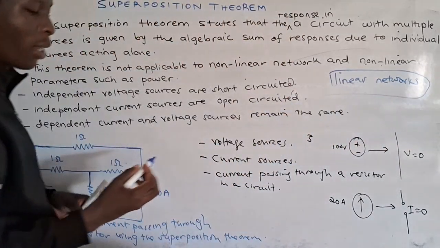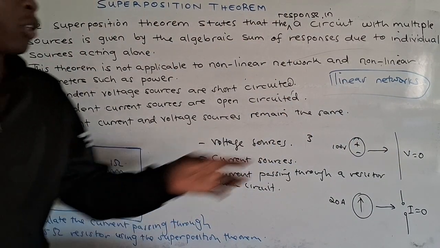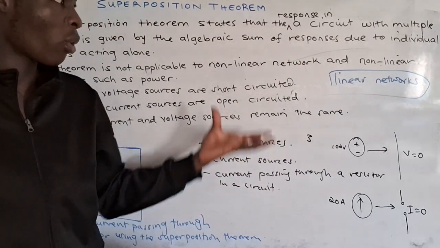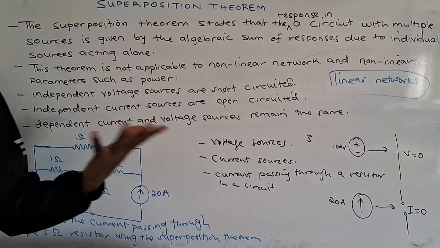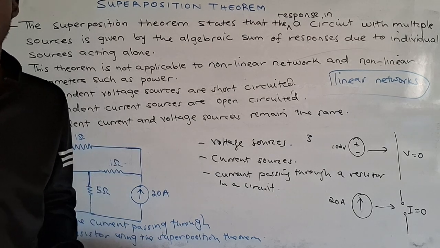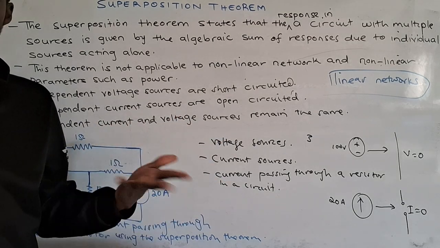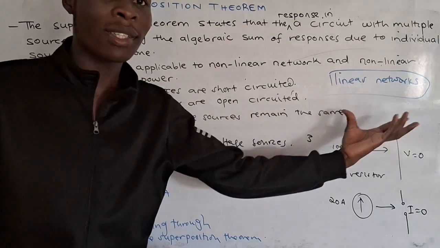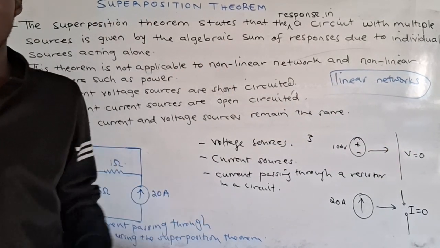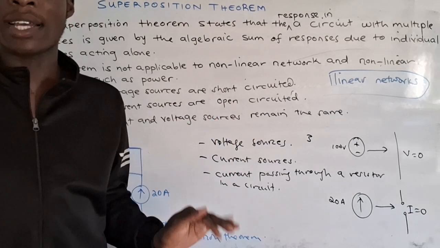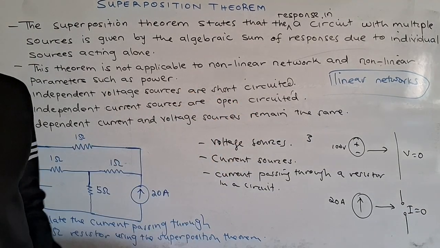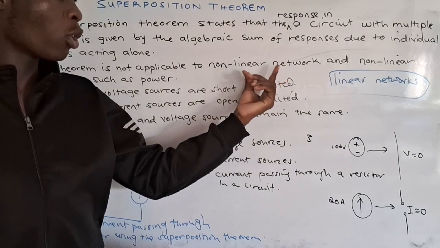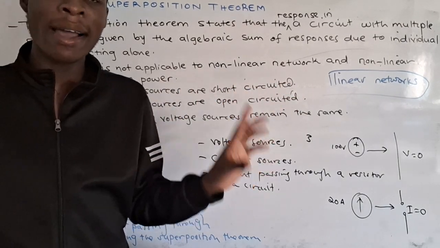See the importance. I think I uploaded a video where I told you the difference between linear networks and non-linear networks: what is a linear network, what is a non-linear network, active networks, passive networks, bilateral networks and unilateral networks. You should know all this. This is the importance now. If you don't know what a linear network is, or what a non-linear network is, you'll be wondering what is going on. So this superposition theorem is not applicable to non-linear networks and non-linear parameters.